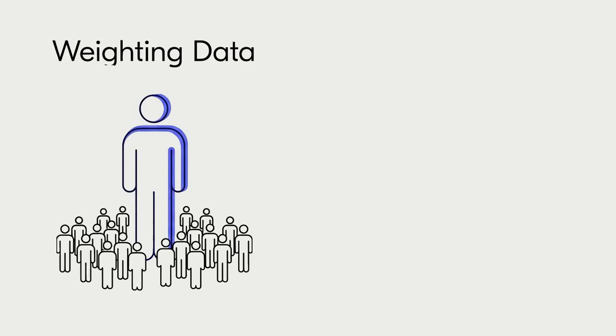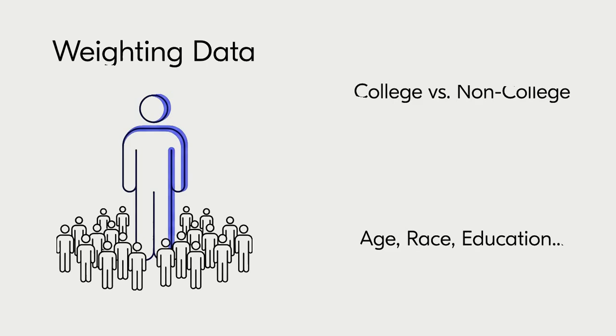To correct imbalances, pollsters weight the data. Weighting means some respondents count more than others because they represent more people like them. If a sample has too many college graduates, non-college respondents are given higher weights. Typical weighting variables include age, race, education, gender, and geography. Weighting reduces bias, but it also increases noise because large weights make estimates less stable.